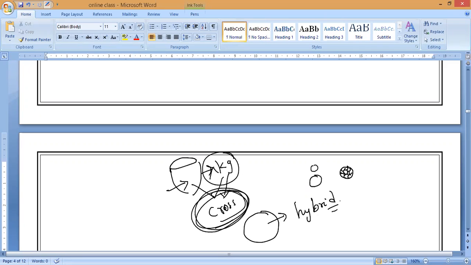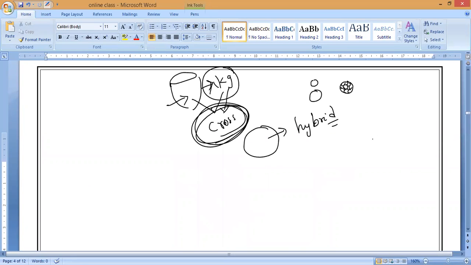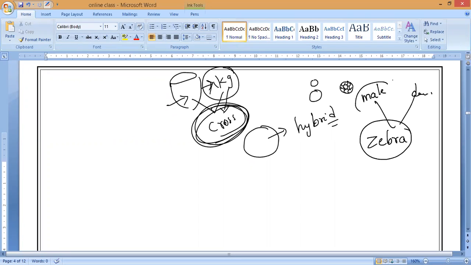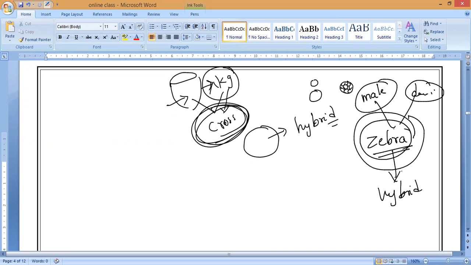So I will say with an example. You might have heard a word called zebra. Have you heard a word called zebra? Please respond. So what is a zebra? Crossing between a male horse and a female donkey, or something like that, people will say. So see, different kinds of animals we are crossing, and we are getting a new generation. This is what we call a hybrid generation.